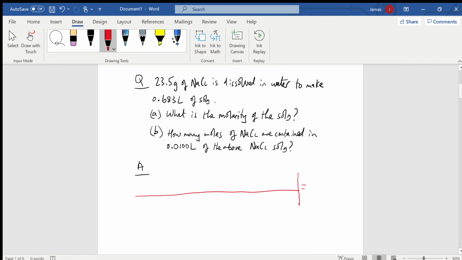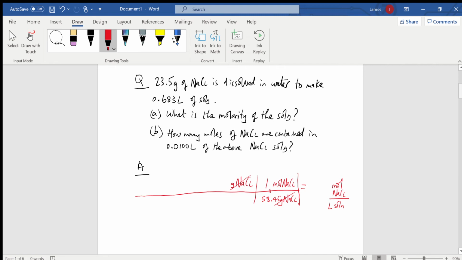Okay, so the first one, part A, we want molarity. So that's going to be mole of NaCl per liter of solution. So we're going to start off with mole of NaCl as our numerator. And I know by definition that 1 mole of any chemical is its weight in grams. So I add the sodium and the chlorine together and I get 58.45 gram of NaCl. So then I can write gram of NaCl up here and I can cancel the unit off.